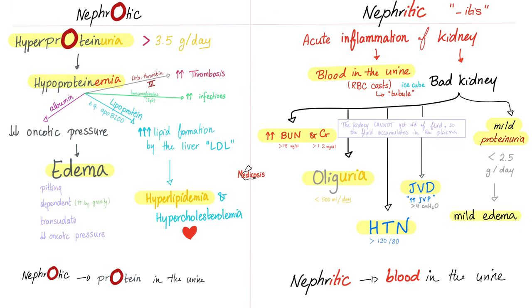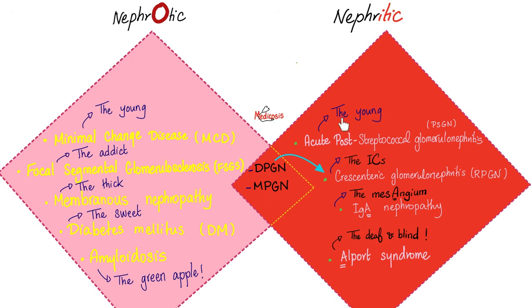How about nephritic? 7 features: hypertension, hematuria, jugular venous distension, oliguria, mild edema, proteinuria, and intrarenal azotemia. We have just talked about the clinical features. But how about the histopathological features? Now let's talk about those.